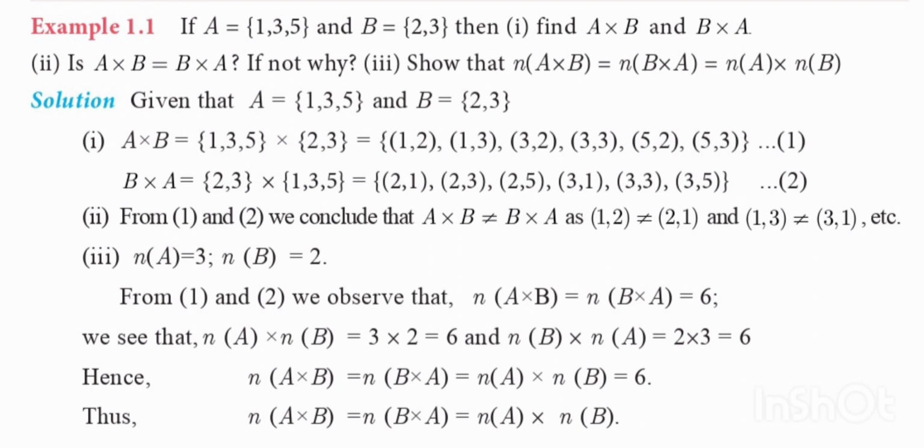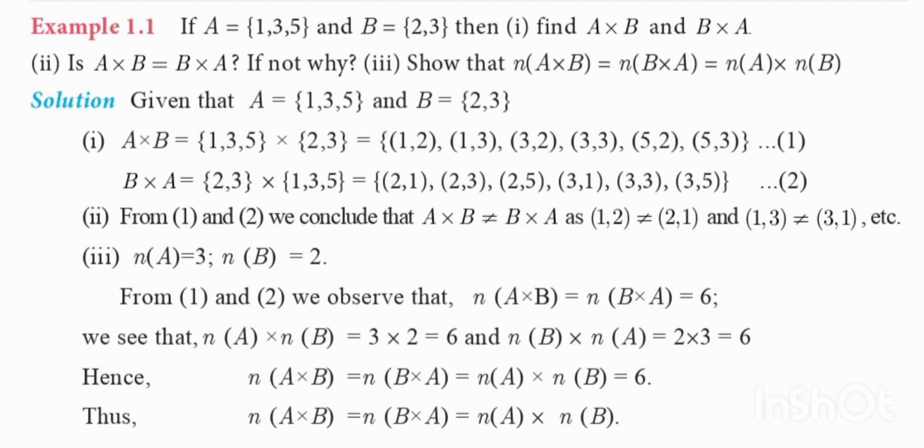Or similarly, we can take the B cross A element 2 comma 1, which is not an element of A cross B. That may also be given as a reason. Just one element is sufficient to prove A cross B not equal to B cross A.